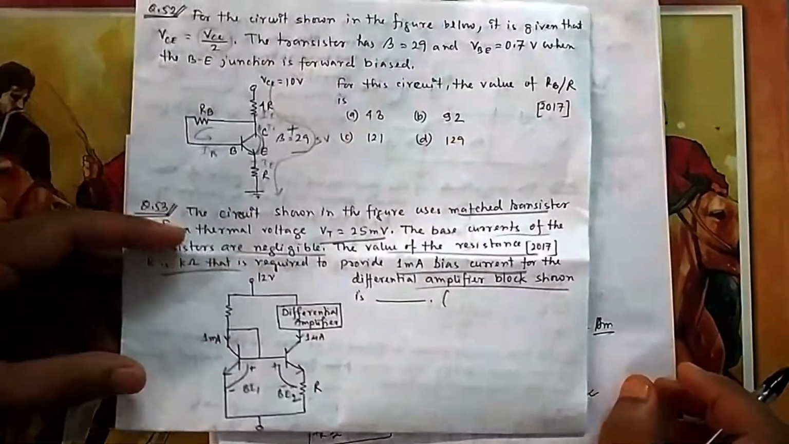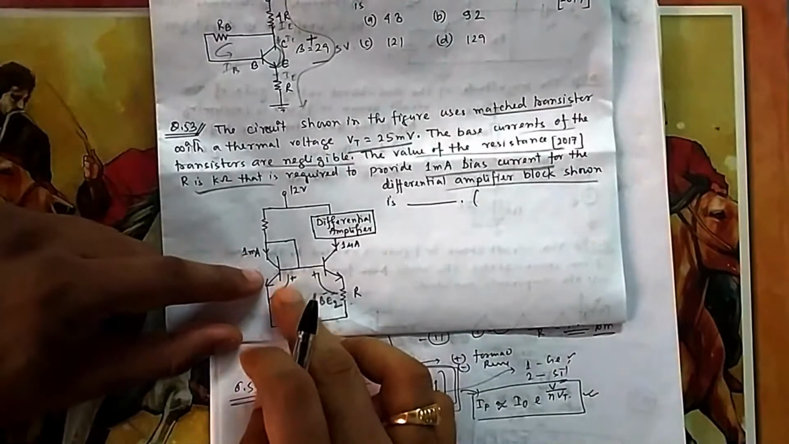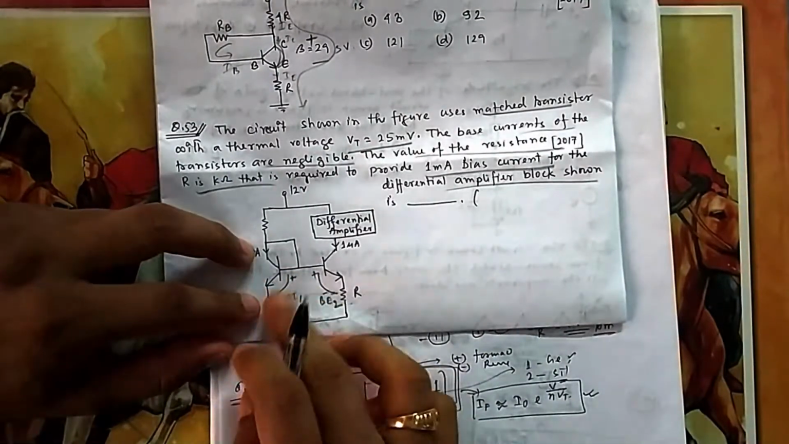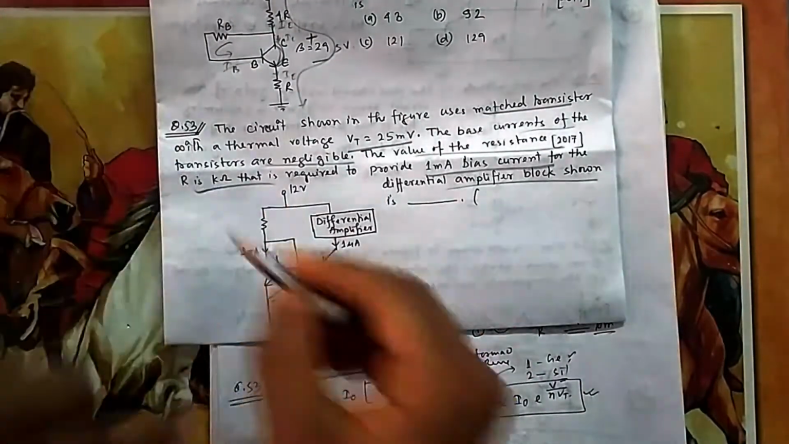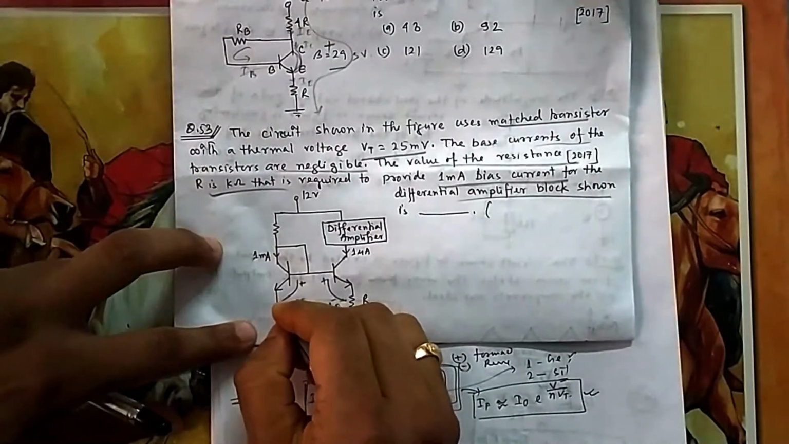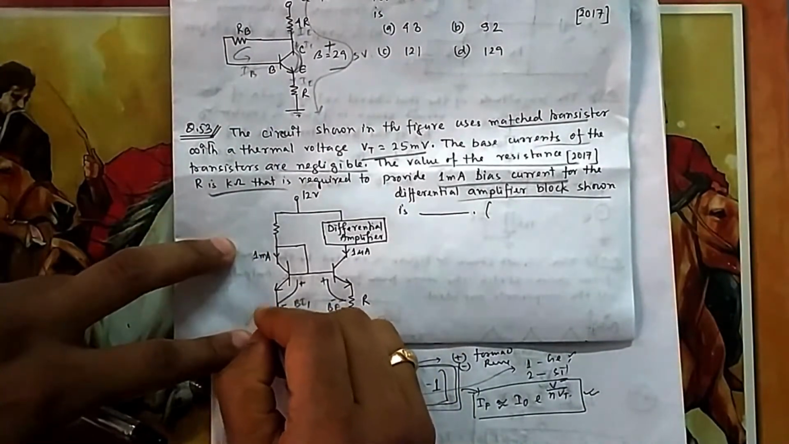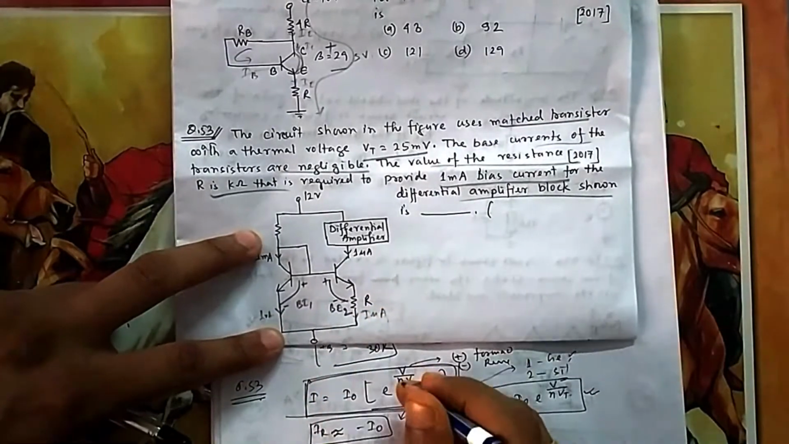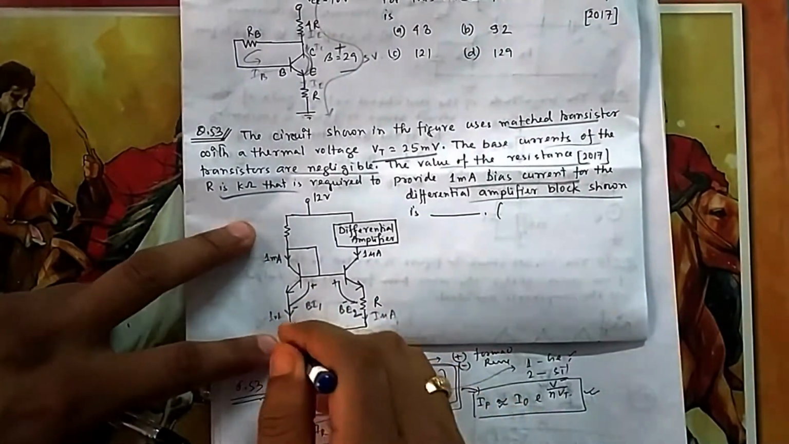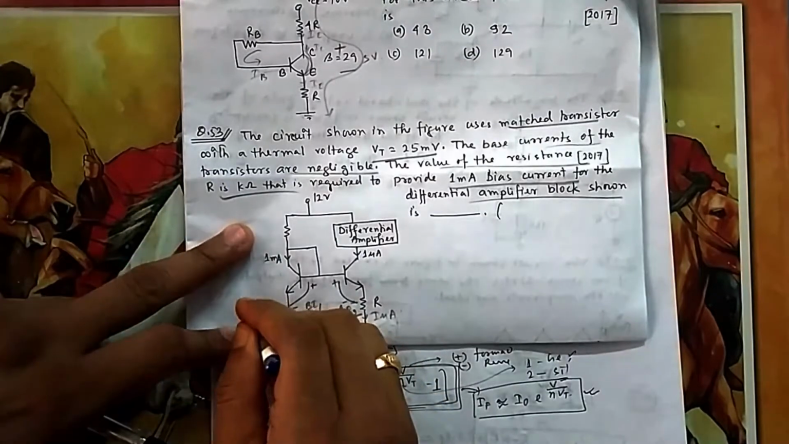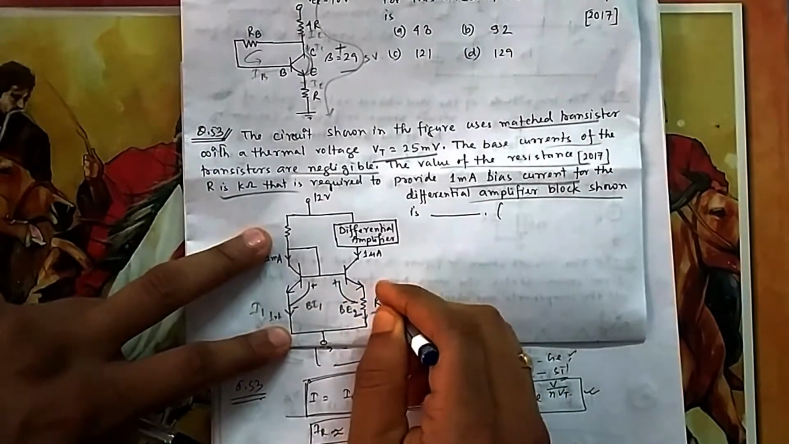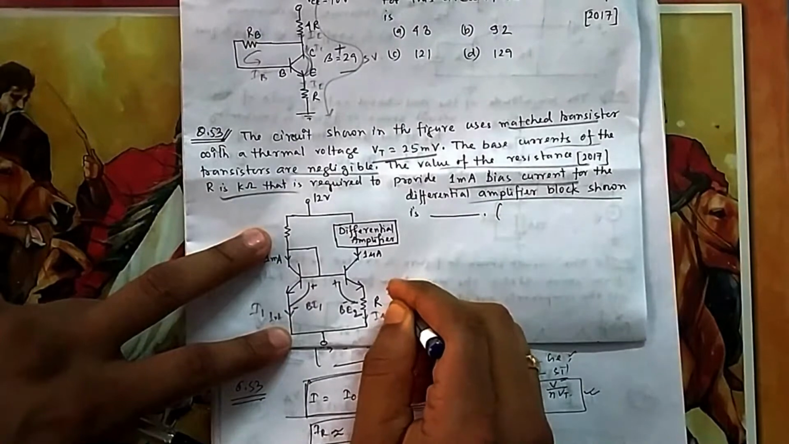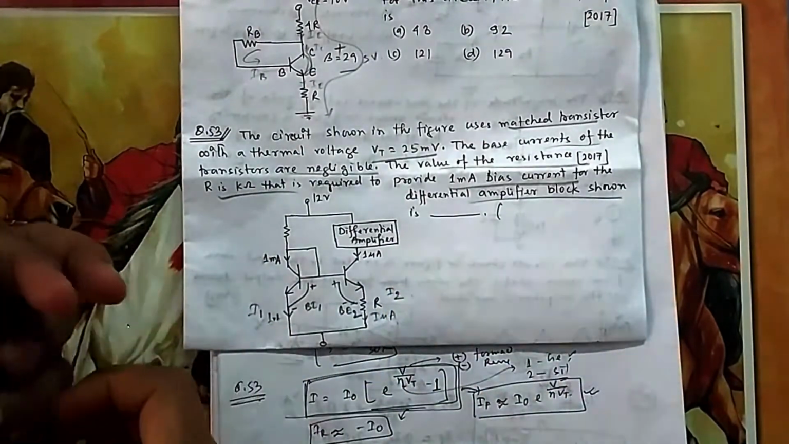Because here the applied voltages are VBE1 and VBE2, from that we can calculate these two currents, and we can approximate IC equal to IE. So this current is 1 milliampere and this other current is also about 1 milliampere. Suppose this current is I1 and I am taking this current as I2. And then we can proceed.